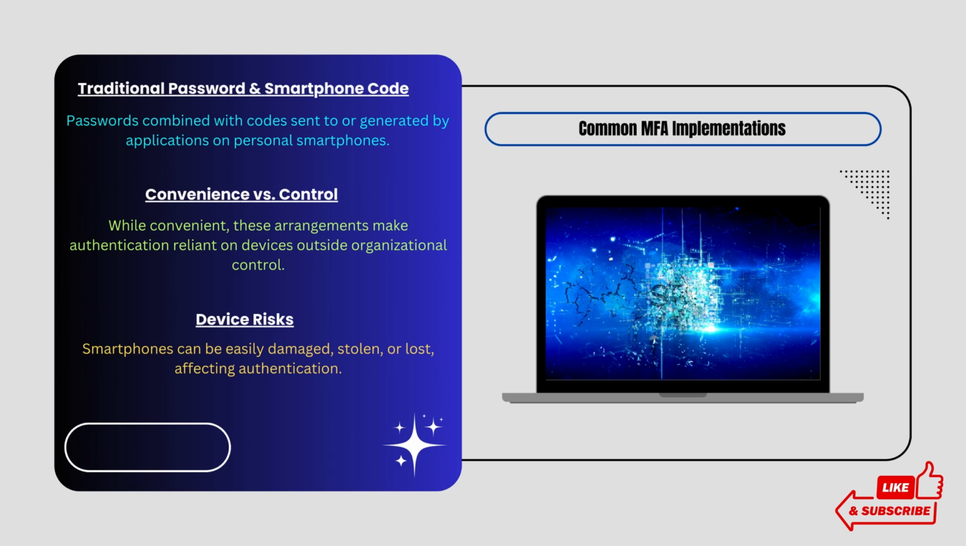You know the drill. You type in your password, and then bam, a code pops up on your phone, either texted to you or generated by an app like Google Authenticator. It's super common because it's pretty straightforward. Something you know, the password, plus something you have, your phone. It's like a secret handshake with an extra step. Point 2. Convenience versus control.